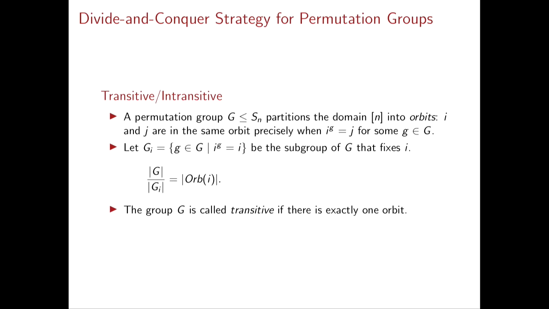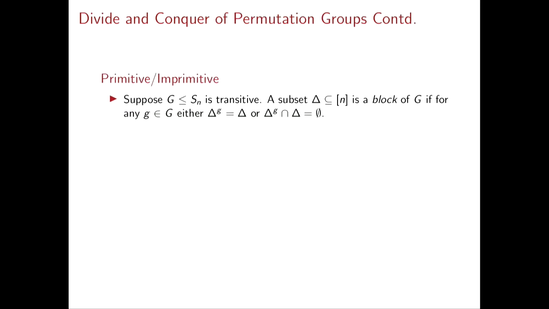So divide and conquer in algorithms means you're given a problem instance, you break it into two parts in a nice way so that when you solve this part and this part, you can nicely combine the two solutions to get a solution for the whole. And so orbits tell you that you can break up a group into orbits, try to solve the problem on orbits, and hopefully you can combine the different parts. But what if the group is transitive, if there's only one orbit? Well, you can look at what are called blocks.